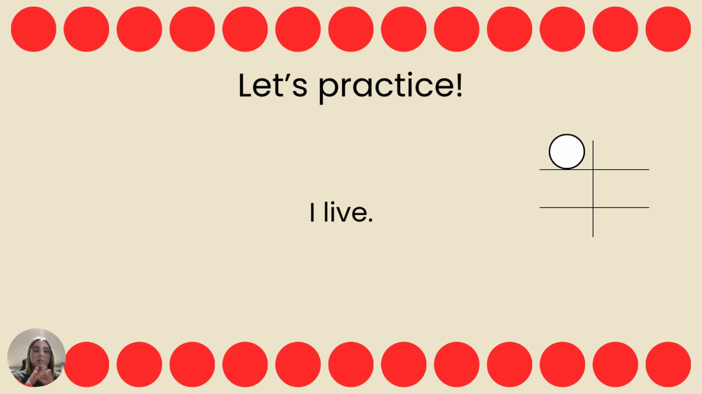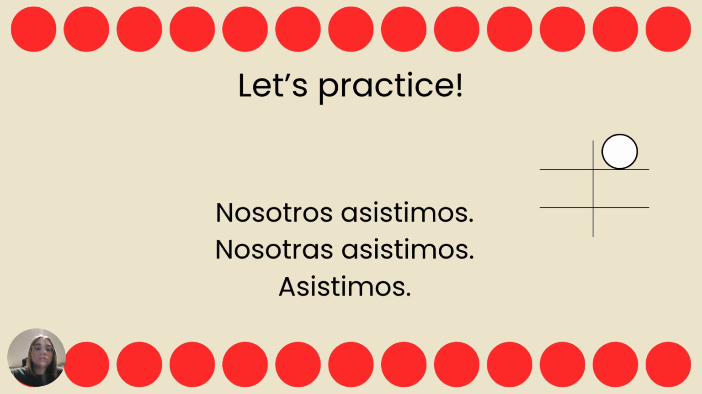So let's practice. I live. So think about the word to live, where it is on the conjugation table. Yo vivo. She opens. Ella abre. We attend. I'll give you more time to think on this one, because it's not assist, it means to attend. Tres, dos, uno. Nosotros asistimos, nosotras asistimos, asistimos.